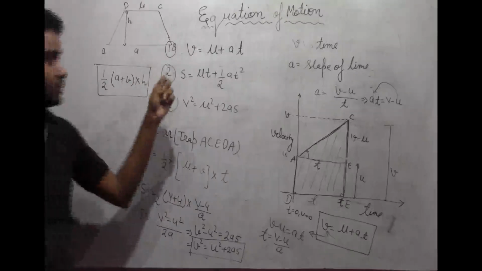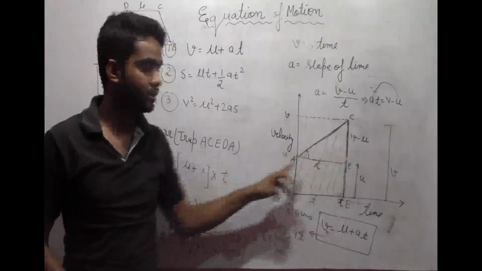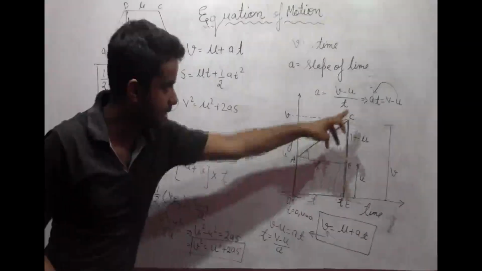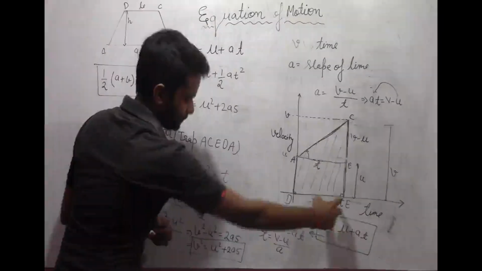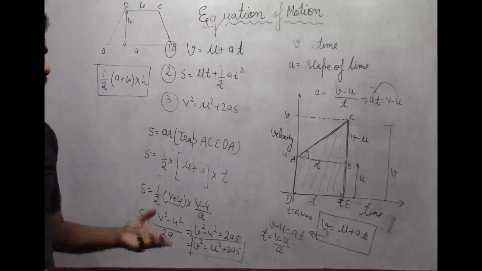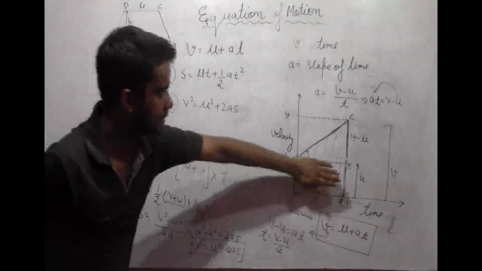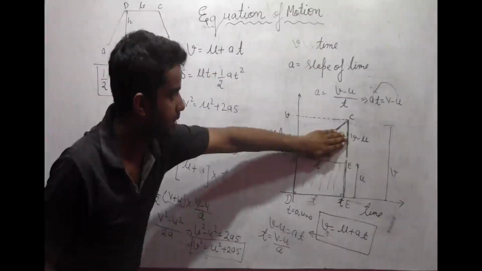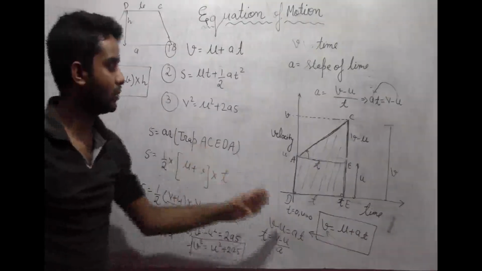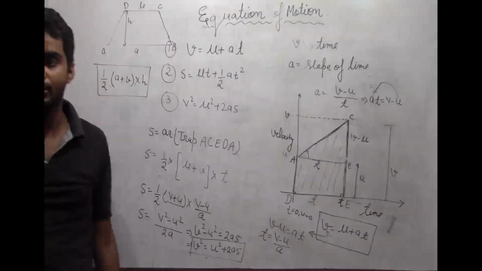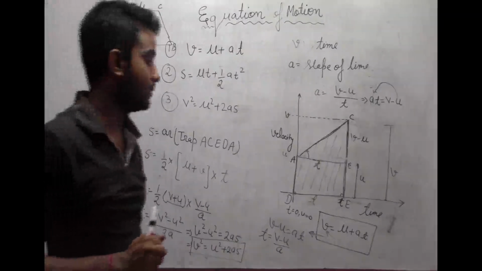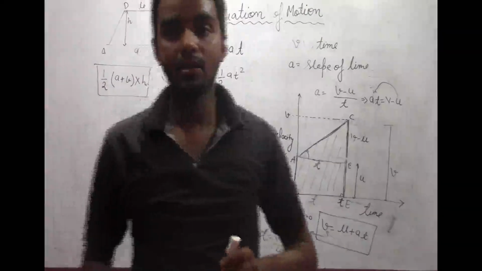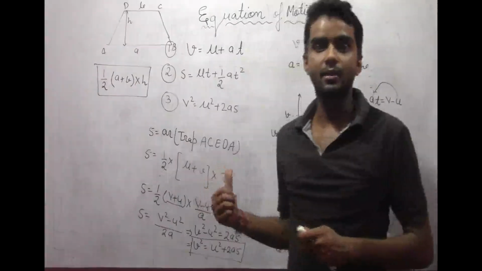Remember it, in the first equation of motion we have just calculated the slope of line AC, and in the second equation of motion you have just calculated the total covered area by this method, the area of rectangle plus area of triangle. In the third equation of motion you may just calculate the whole area of trapezium. Okay, this is a very easy task, and this is very important for your syllabus, so just keep it up and understand it. Thank you so much.